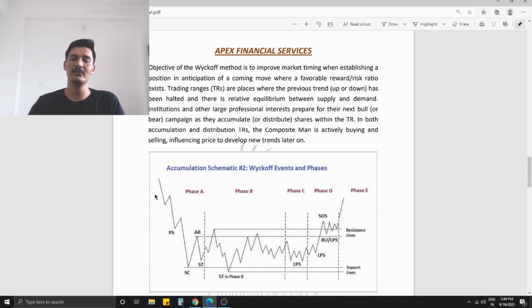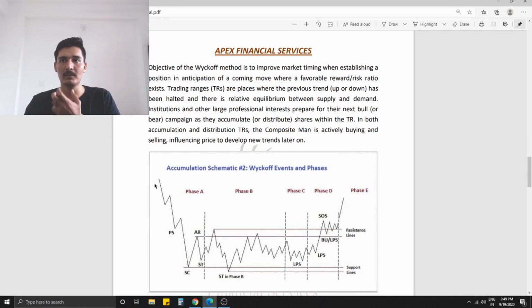Now, first of all, you need to be clear with the theoretical side of things before you move on to try to identify these things on the chart, because unless you know what you're dealing with, you cannot possibly identify phases correctly on live market charts.